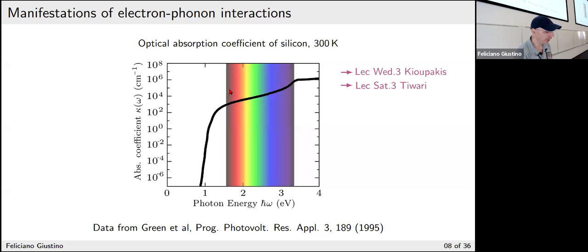So the reason why there is this knee here in this plot is that in silicon, there can be transitions that are mediated by phonons, okay? So an electron can make a transition thanks to a photon and a phonon, all right? And this is happening precisely in this range. So this kind of phenomenon will be discussed on Wednesday by Manuel Kypakis and on Saturday by Sabyasachi TY.